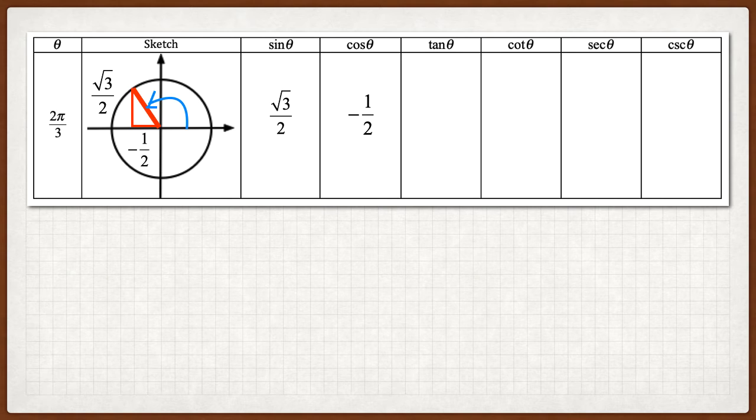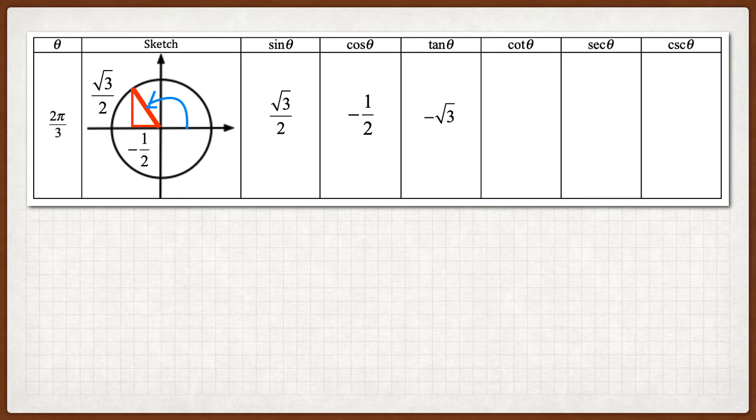Step 3. Depending on what you were asked for, evaluate sine or cosine or both. Since the hypotenuse is 1, the sine is just the y-coordinate, √3/2. Cosine is just the x-coordinate, -1/2. If we were only interested in cosine, we'd be done. Cosine of 2 pi over 3 equals -1/2.